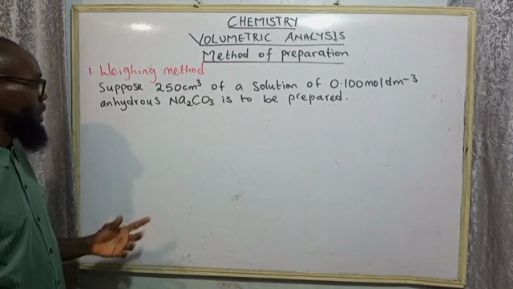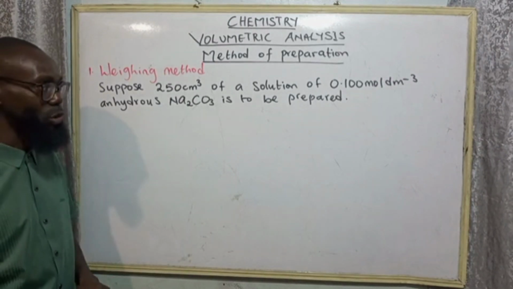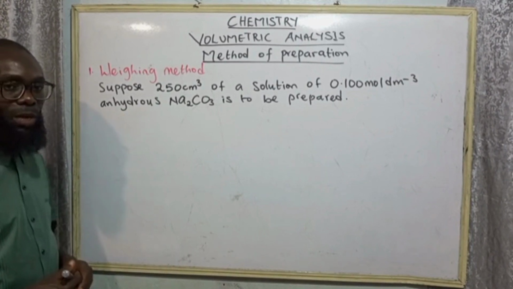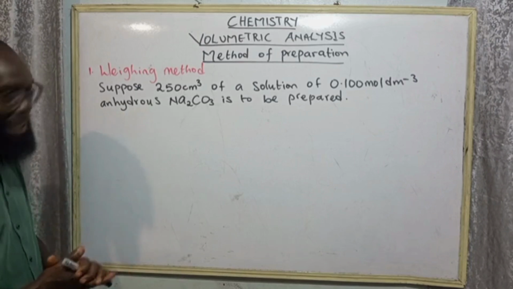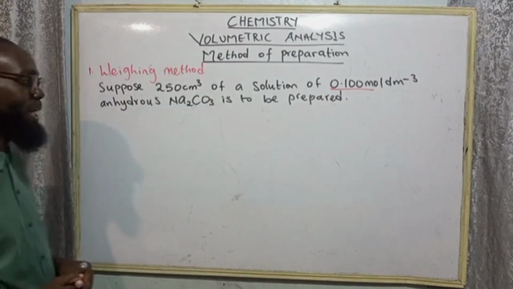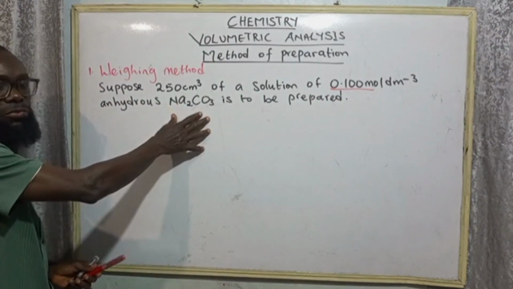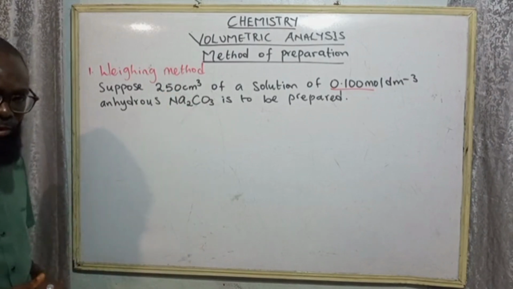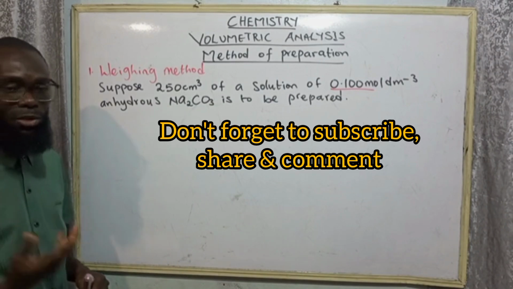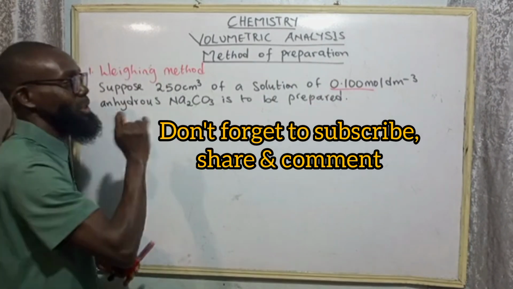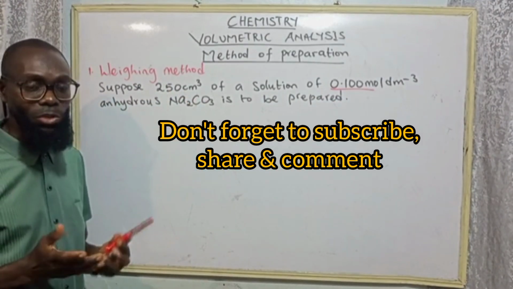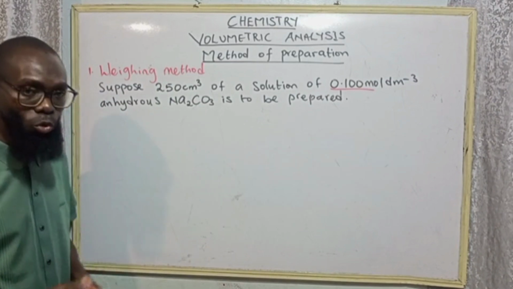Suppose 250 centimeter cube of a solution of 0.100 mole per dm cube anhydrous sodium trioxocarbonate(IV) is to be prepared. Let's look at this. We want to prepare 0.100 mole per dm cube of anhydrous sodium trioxocarbonate(IV). This is a solid substance, and for a solid substance, we talk about the mass or the mass concentration and not the molar concentration. So we want to use this molar concentration and the volume to get the mass concentration. Now, what are we going to go into?